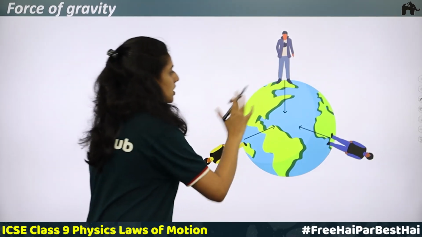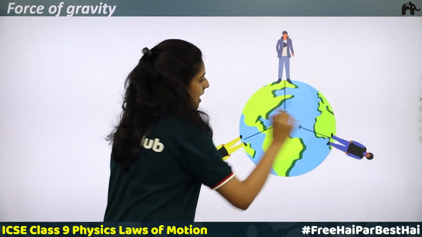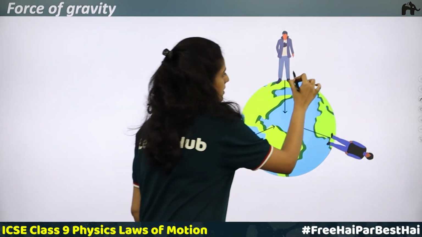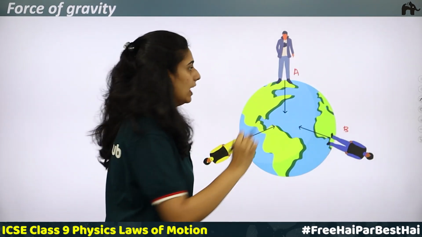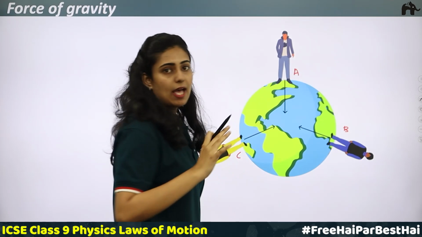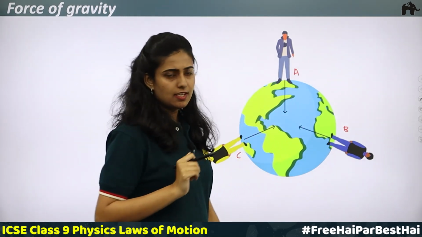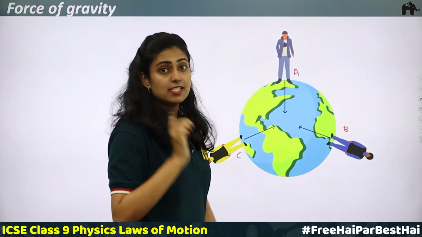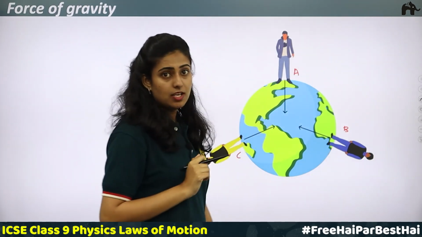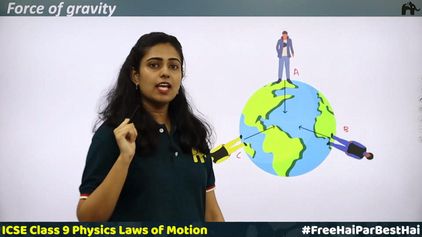So here in this picture, you can see three people are standing on the surface of Earth. Let's call them A, B and C. To A, B and C will appear upside down. Are they falling? No, right? They are not falling. There is a force that is holding them. So today in this class, we'll be studying about this force.